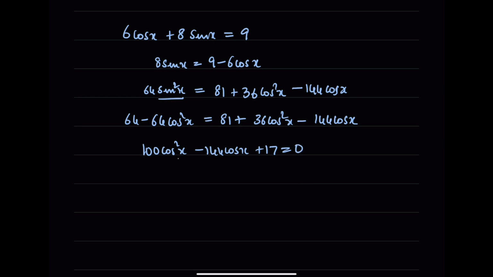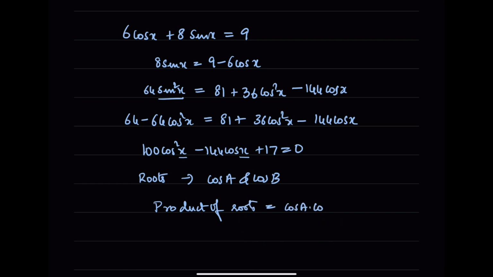Now a and b are the values of x, that means the roots of this equation are cos a and cos b, because a and b are the values of x that is given in the question. So the product of roots is equal to cos a multiplied by cos b, which is c by a, and that is equal to 17 by 100. Correct? We have cos a times cos b is equal to 17 by 100.